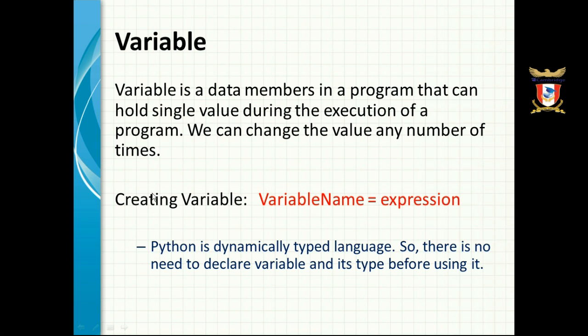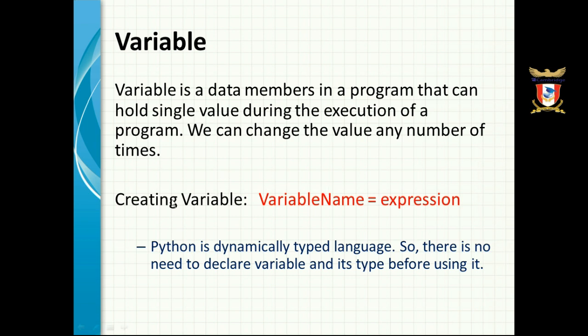So here is the syntax for how we can create a variable. We can create a variable directly by writing the name of the variable, equal to, and assigning either some value directly or the result of some expression. This is the syntax of declaring and assigning a value to a variable.